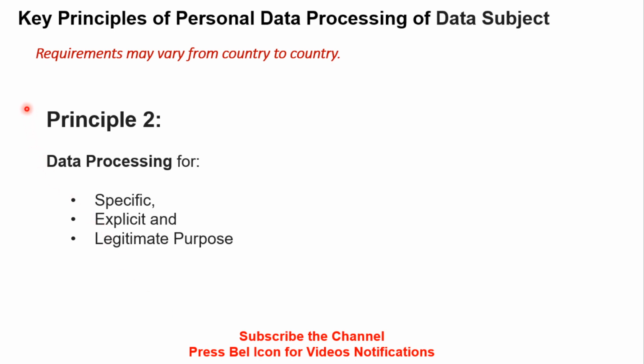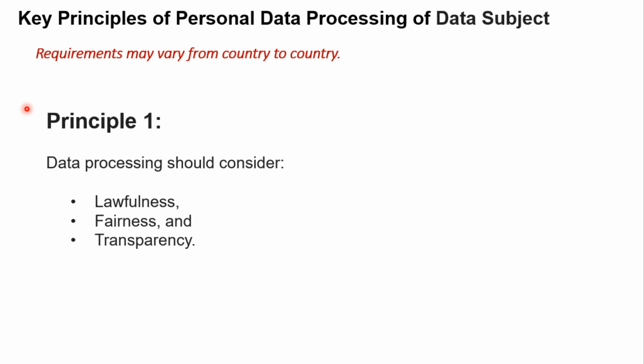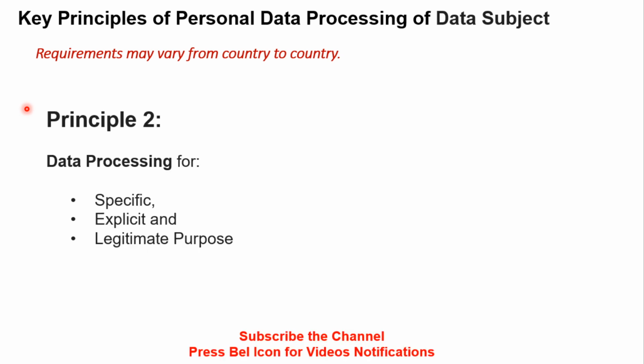So the purpose is to discuss the broader data protection compliance requirements. So let's move on to discuss the next principles of this course. In this part, we discussed principle 1 and principle 2, and the principle 1 was related to the lawfulness of the data processing, fairness of the data processing, and transparency. Then the data processing should be specific, explicit, and for the legitimate purpose. Let's discuss what are the principles number 3 and 4.